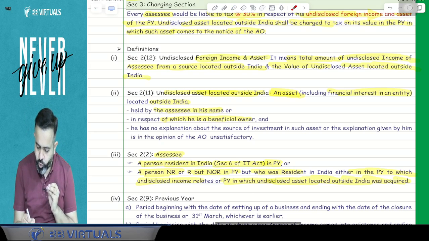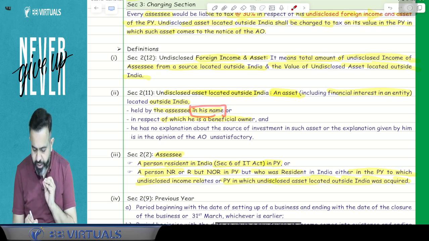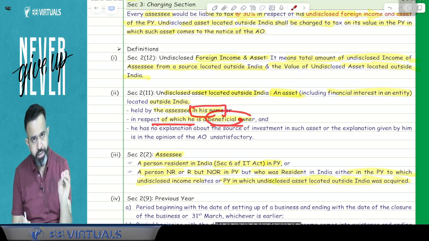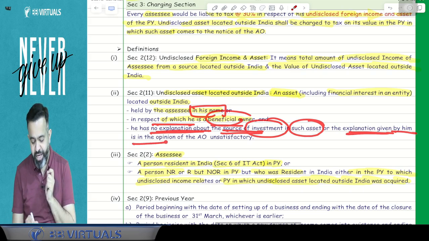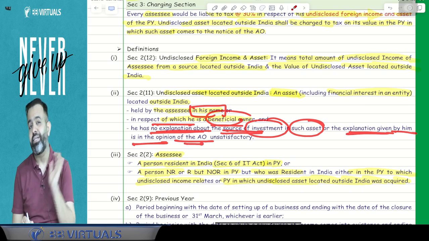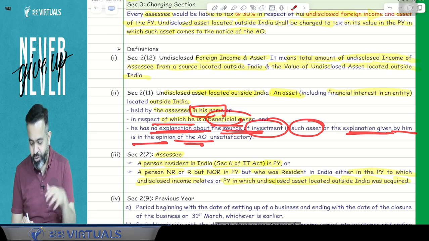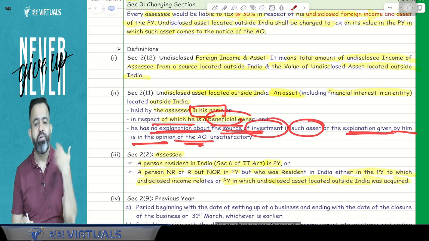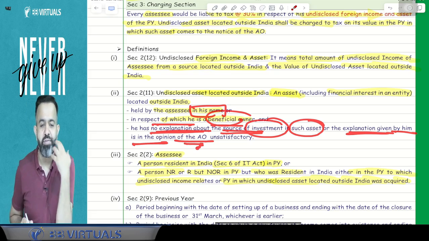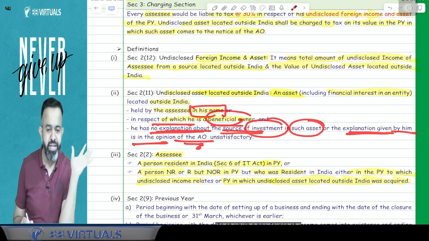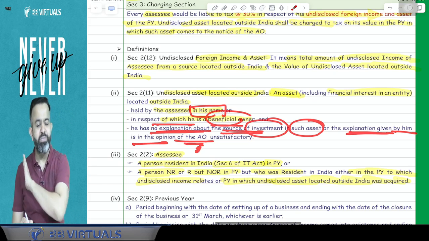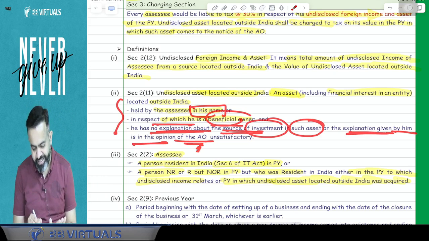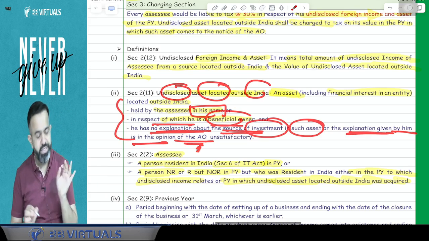So either an asset is held in your name only, or it is an asset in respect of which you are the beneficial owner, and he has no explanation about the source of investment in such asset, or the explanation given by him is, in the opinion of the AO, unsatisfactory. Means either you are not able to give an explanation, or whatever explanation you are giving is not satisfactory, then it will be treated as an undisclosed asset located outside India.